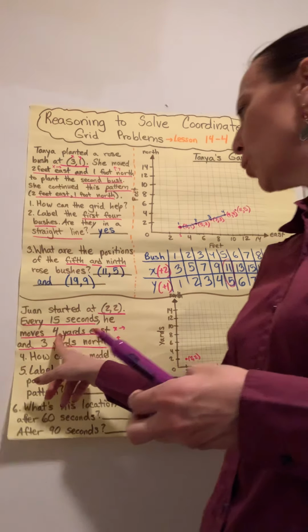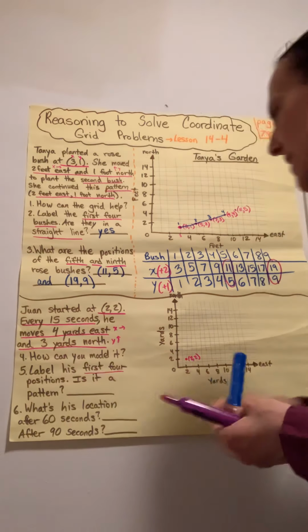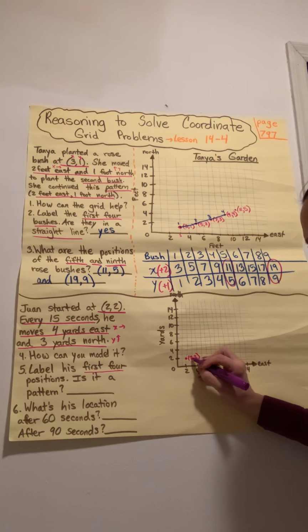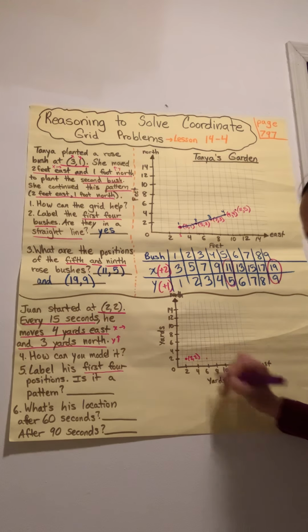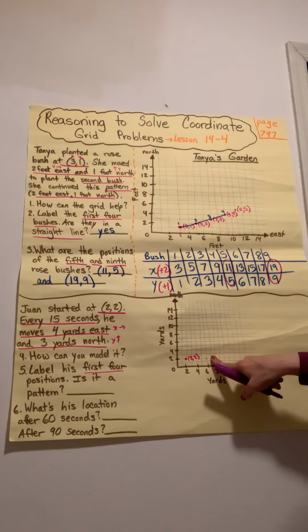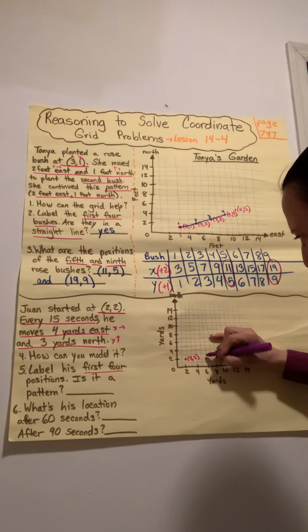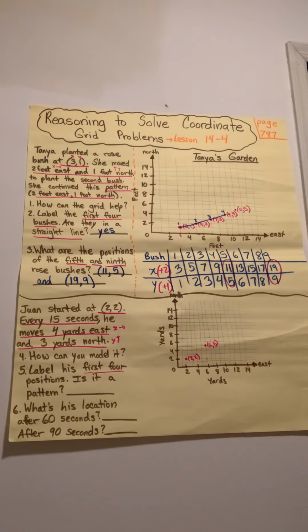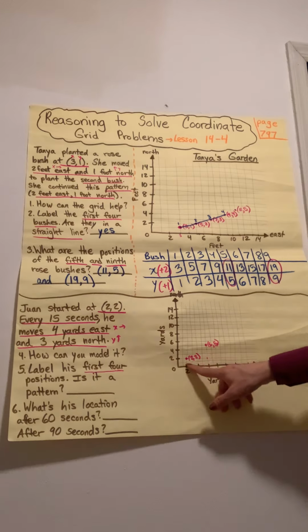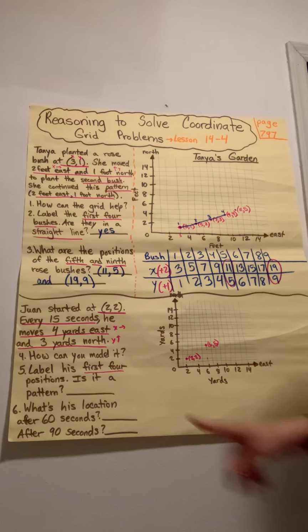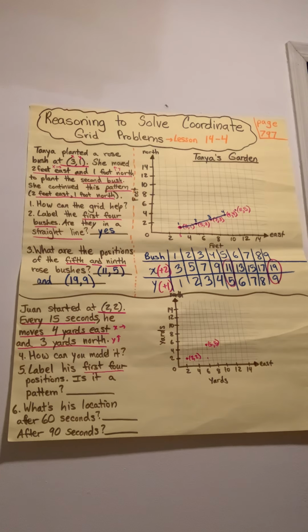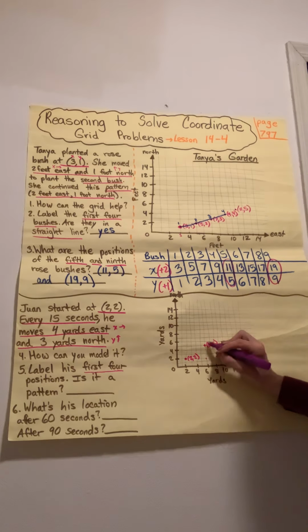Okay, the next one, he's going to move 4 yards east and 3 yards north. So 4 yards sideways, I was at 2. 1, 2, 3, 4, I'm going to go to 6. And then 3 yards north, I was at 2. So 1, 2, 3, I'm going to end up here between the 4 and the 6. So I'm going to end up at 6, 5. Okay. Whoa, these are a lot more spread out than the first problem. It's a bigger pattern, I see. Okay, the third one. Okay, I'm going to follow the same pattern. 4 yards east.